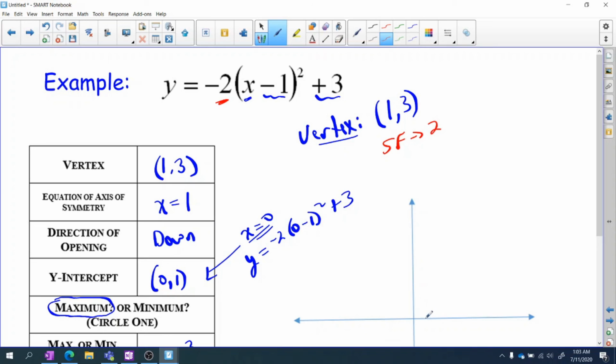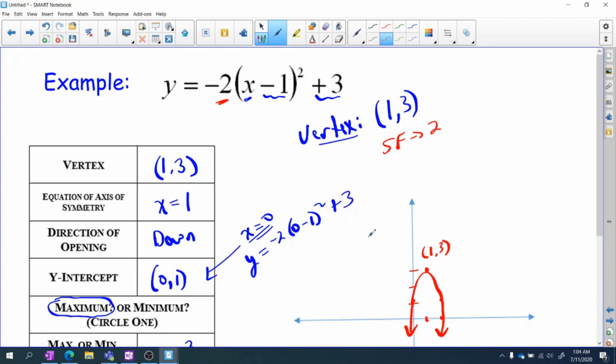So I'm going to go over 1, up 3. There's my vertex, (1, 3). Now I'm going to use the stretch factor and make 2 points. The way you do that is you go left 1. Because it's opening down, go down 2. Put a dot. Go right 1. Scale down here. Right 1, down 2. Then you're going to make a parabola through those points.